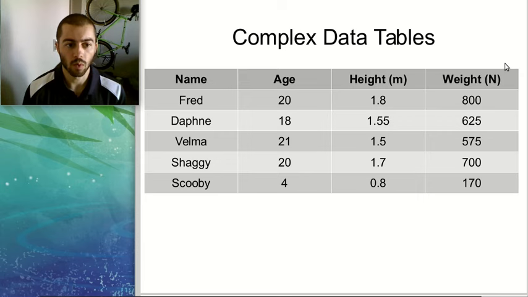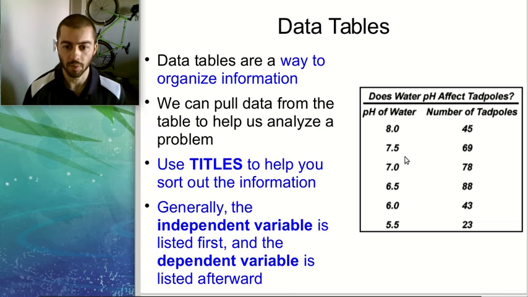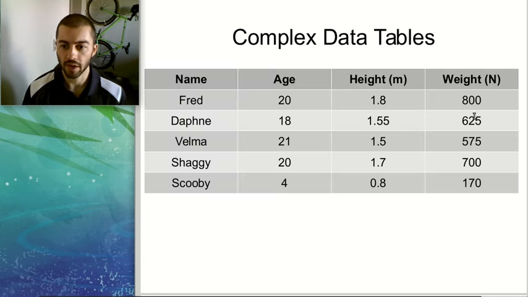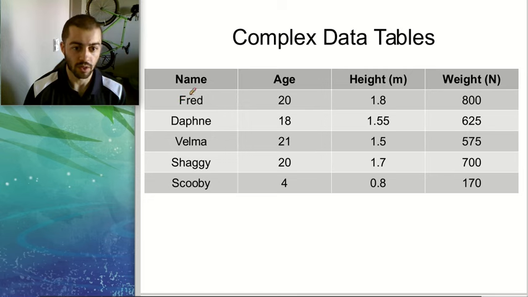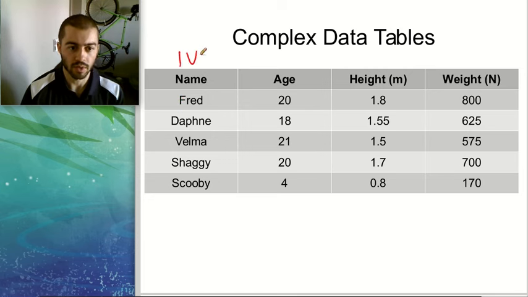All right. So we can also have some more complex data tables, right? This first example was pretty simple. We had one independent variable and one dependent variable. But we can also have data tables that have more than one dependent variable. So in this case, the independent variable here is who the person is. So the name, this would be the independent variable technically in this example. It's not so numerically oriented as the first one, but the dependent variables here would be age, height, and weight.